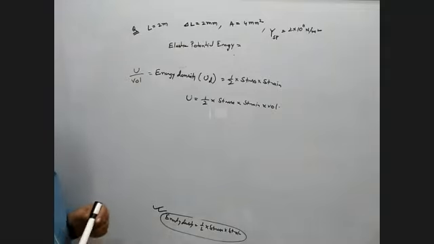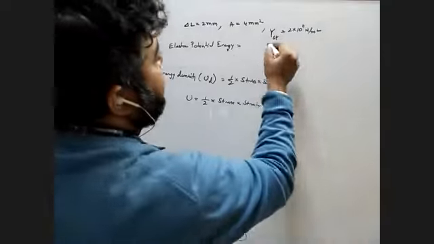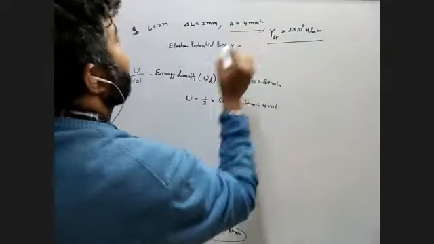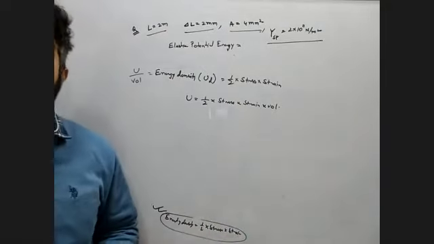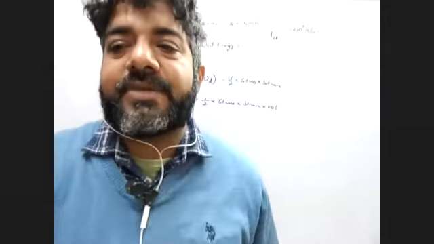Now you see properly, all the data are given. Young's modulus is given, area is given, length is given, change in length is given. So everything is given. Please tell me the answer.